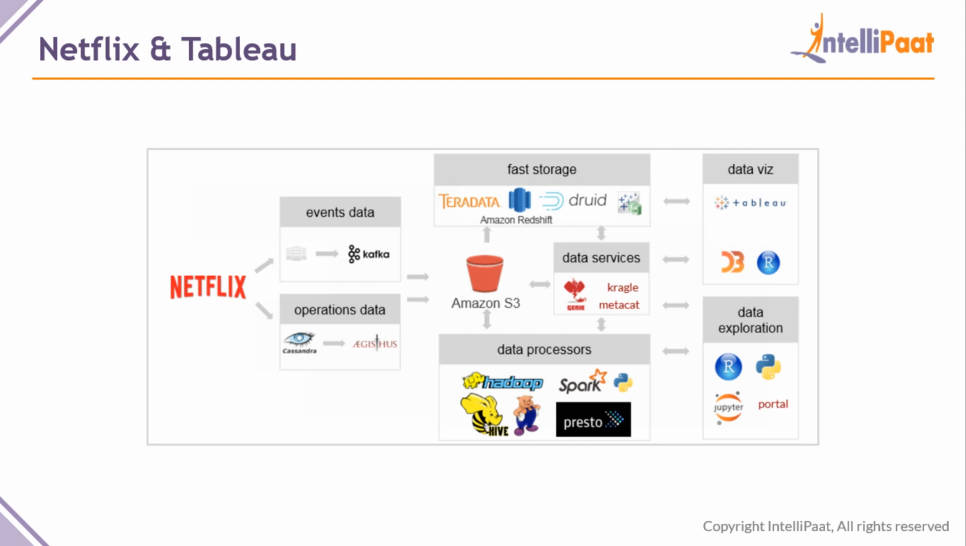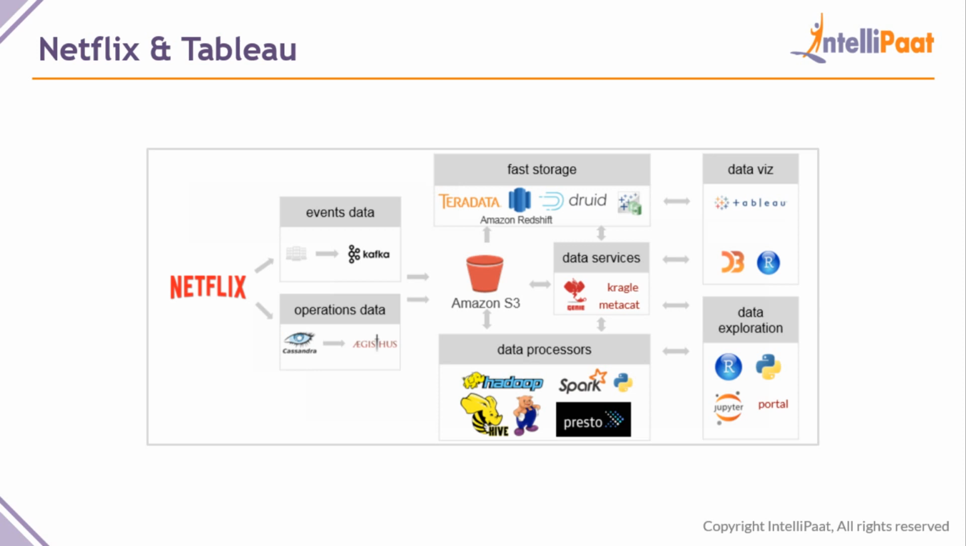Now suppose that Netflix has collected events and operations data from all around the world, and around the world there are major countries like America, Canada, China, Russia, and India, and a lot more countries like the UK, the whole of Europe, and all of that data from all of these countries will be stored in S3. But what if they only wanted to see data from India? Then they would use one of Amazon Redshift or Teradata Druid to check out only a subset of that large data, only that particular data that they want to check out.